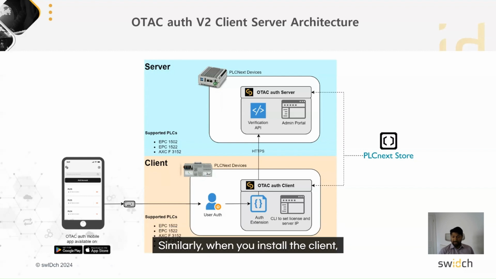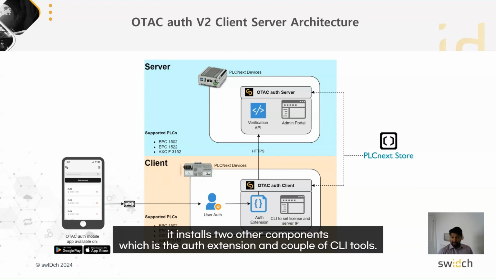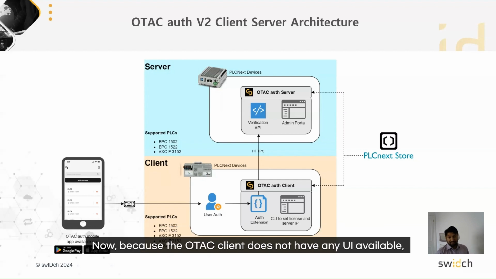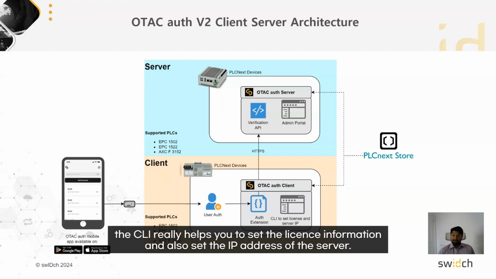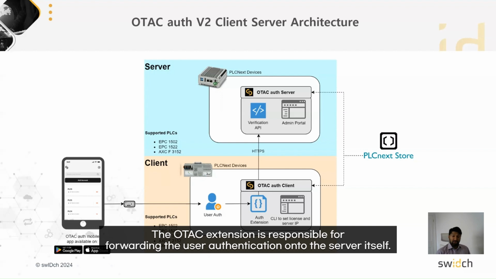Similarly, when you install the client, it installs two other components, which is the OTAC extension and a couple of CLI tools. Now, because the OTAC client doesn't have any UI available, the CLI really helps you to set the license information and also set the IP address of the server. The OTAC extension is responsible for forwarding the user authentication onto the server itself.